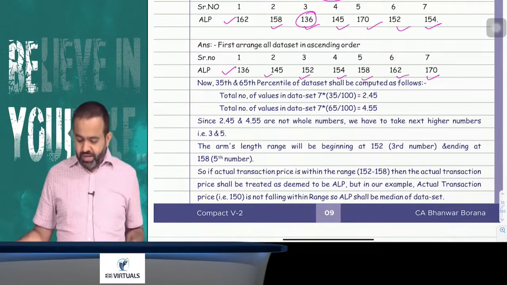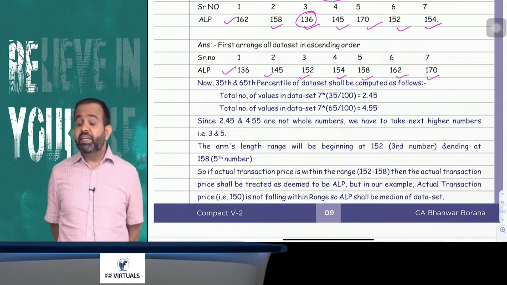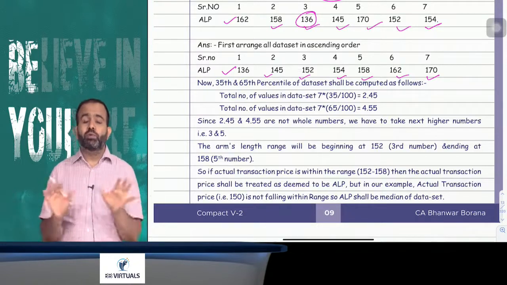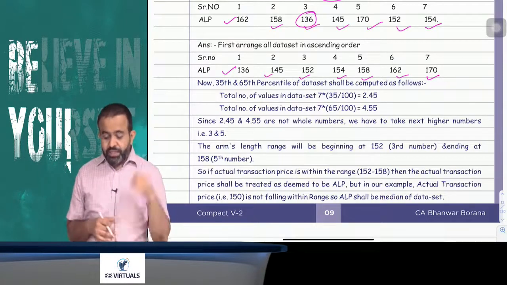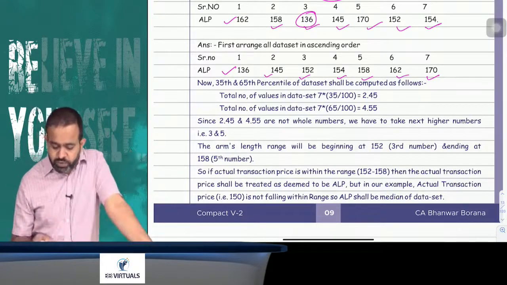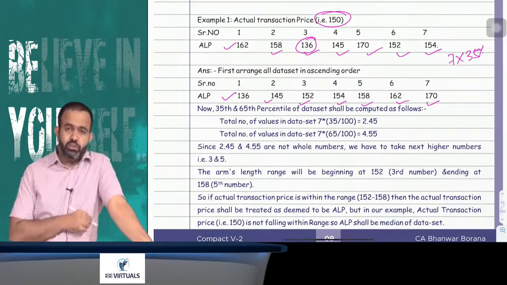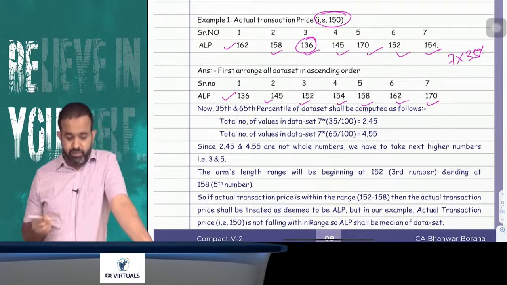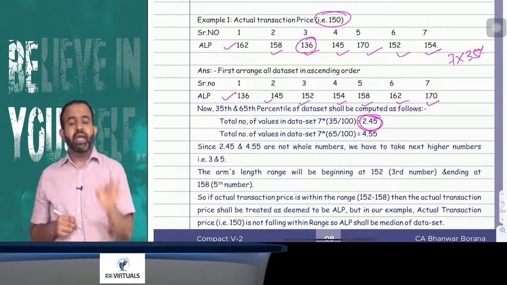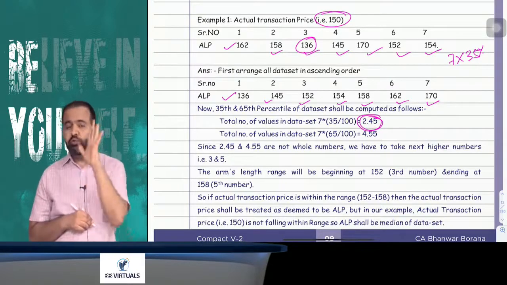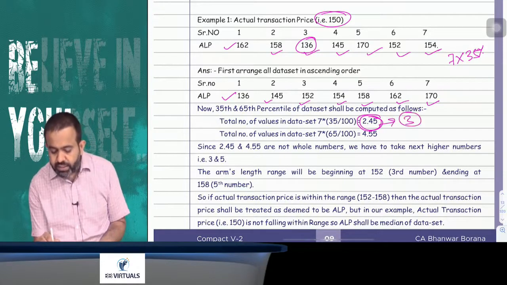After that, in this data set there are a total of 7 numbers. First take the 35th percentile of the total number, and after that take the 65th percentile. So here there are 7 arm's length prices. First I will multiply 7 by the 35th percentile. So 7 multiplied by 35 percent comes to 2.45. Now guys, remember, if the number is not a whole number, and 2.45 is not a whole number, you have to take the higher number, means here you have to take 3.